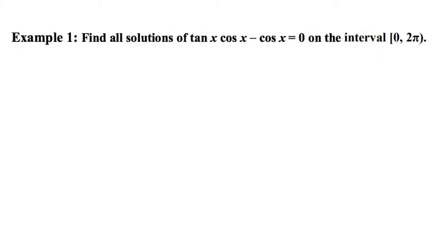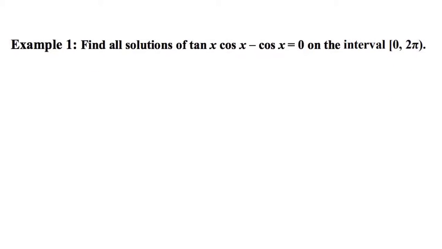Here we go. Example 1: find all the solutions of tan x cosine x minus cosine x on the interval from 0 to 2 pi. What it means by 0 to 2 pi is you're going to be looking at only one rotation on the unit circle. If you remember, the unit circle goes from 0 to 2 pi. That's what one rotation comes from.